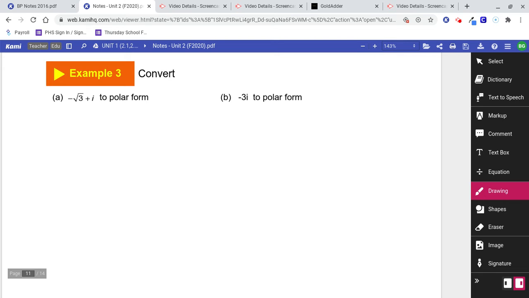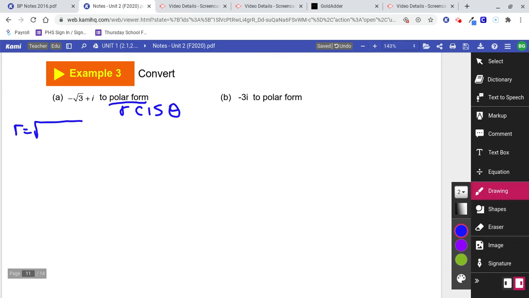Example 3, we're going to convert. They want me to convert to polar form. So you've got to remember polar form is r cis theta. I want r and theta. And so my formulas are r equals square root of x squared plus y squared, and tangent theta equals y over x. If you don't have those memorized, that's fine, but you need them in front of you until you do have them memorized, okay?